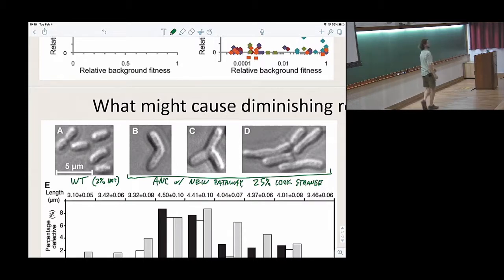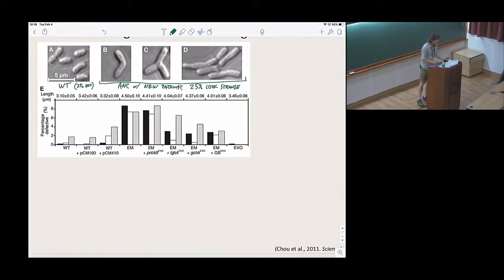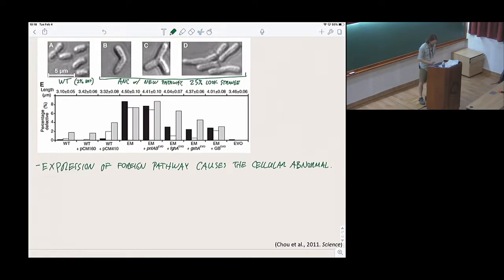We thought, well, that's kind of unusual. What's going on here? It turns out, and I'm not going to get into all the bar charts to save time, that expression of the foreign pathway causes cellular abnormalities. We can make it happen in wild type. We can take it away from our engineered strain, et cetera. And so this seems to represent some sort of cost.